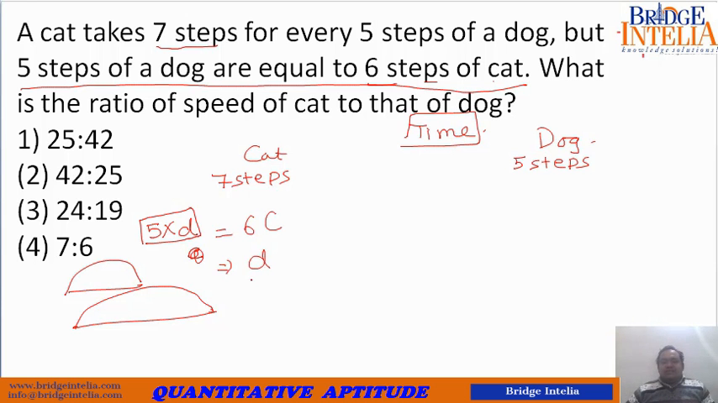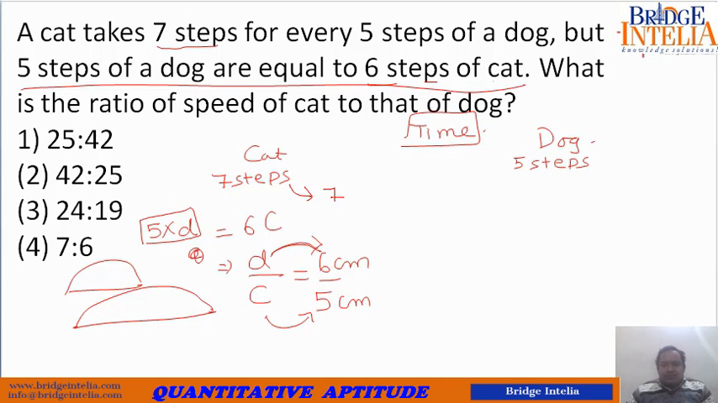6C. So from here you can see that D upon C is equal to 6 upon 5. So you can assume that in one step the dog is covering 6 centimeter and in one step the cat is covering 5 centimeter. You can safely assume based on this ratio. So the question is, what is the ratio of speed? So in 7 steps, what is the total distance that this cat would cover? 7 into 5, 35 centimeter.